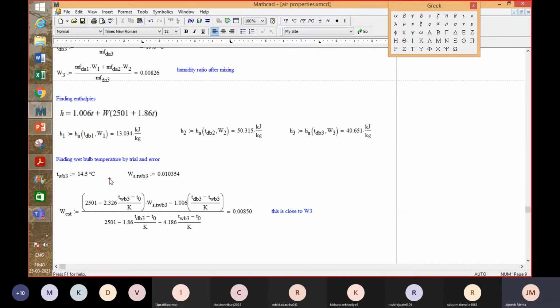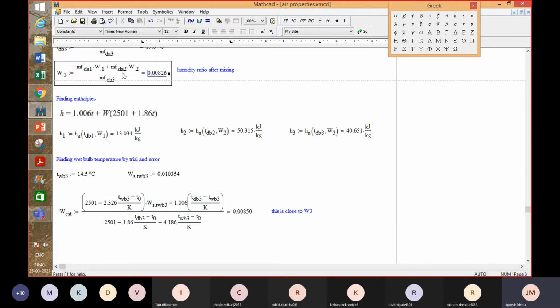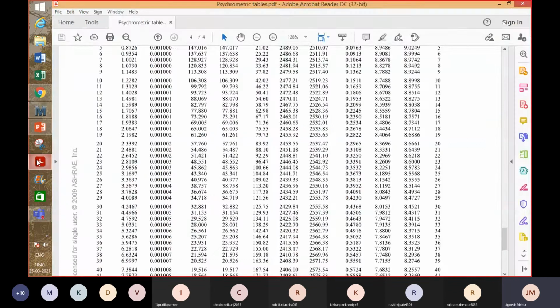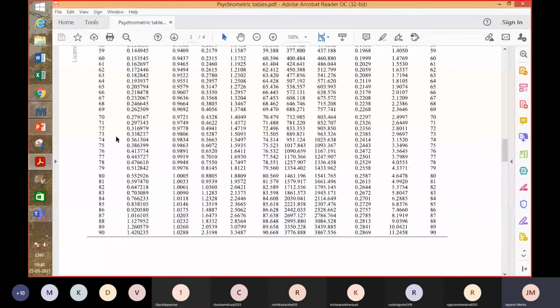So you can try the values nearby. You can try 14, you can try 15. If you try 16, you will see that the value of W that you get is quite away from this, could be much higher. So you know that it's between 14 and 15. So best estimate you can get is maybe 0.5, and you can take the value of W as average between 14 and 15. This is from the psychrometric tables.